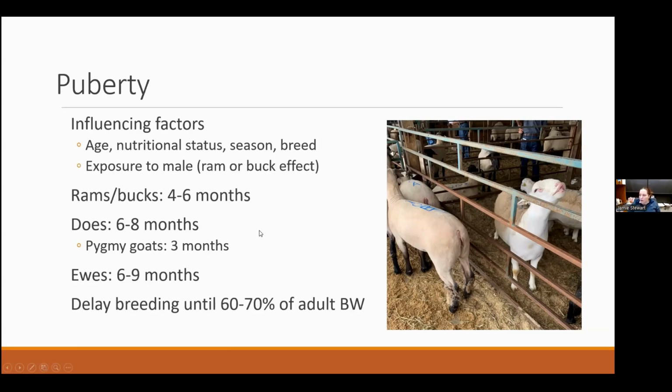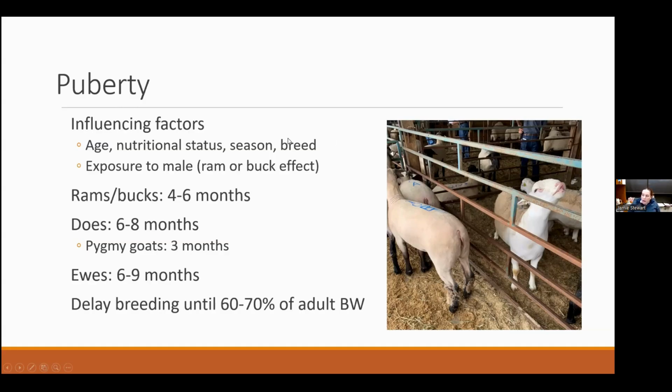So if 6 to 8 months is in the middle of spring when they're out of season, they're probably not going to come into heat, because they're not getting the stimulus for it. Whereas if they were born in the spring and hitting this 6 to 8 months, then they will be able to undergo puberty.